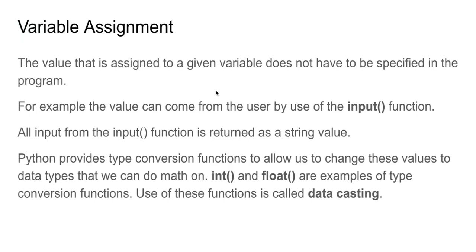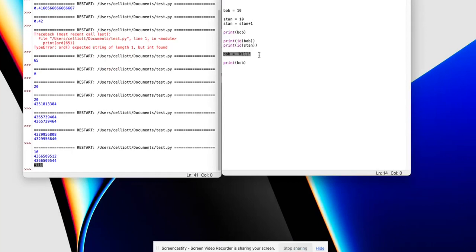Okay, variable assignments. The value that is assigned to a given variable does not have to be specified in the program. For example, the value can come from the user by use of the input function. Basically, we can declare a variable, and it cannot be storing anything until something else runs, like in this case, when the input runs, the data that's stored there is going to be used.